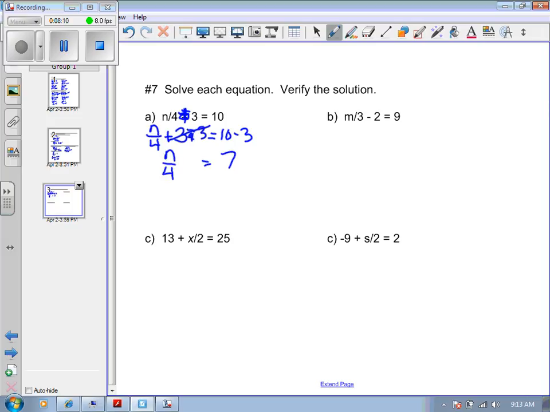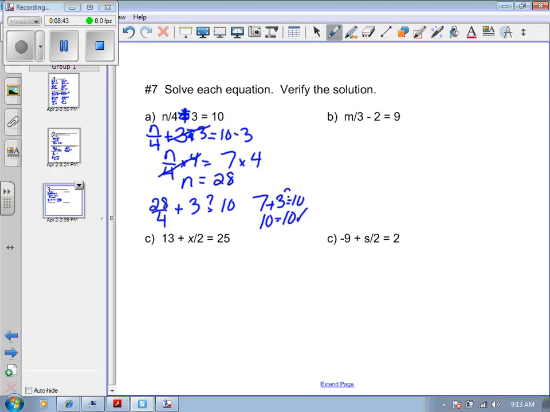I like to leave a little bit of space in between these so that I can do the work right there. So now I have to multiply both sides by 4. My 4's cancel out. N is equal to 28. Go back to our original. 28 divided by 4 plus 3, is that equal to 10? 28 divided by 4 is 7, plus 3. 7 plus 3 is 10, and that works out well.